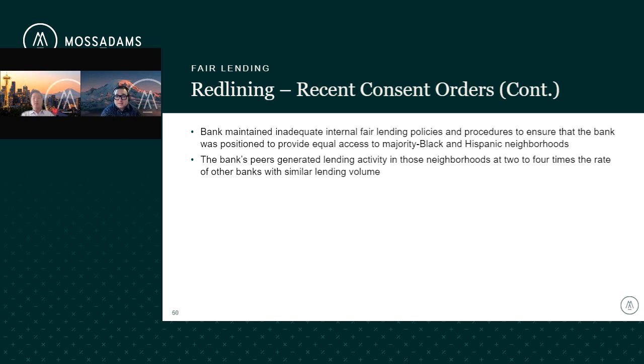They also noted that the bank maintained inadequate fair lending policies, procedures, and controls to ensure the bank was positioned to ensure equal access to credit in those neighborhoods, and that their lending volume to minorities in their respective areas was far less than their peers, specifically that peer banks were generating applications from minorities at 2 to 4 times the rate of their bank during the time frame.